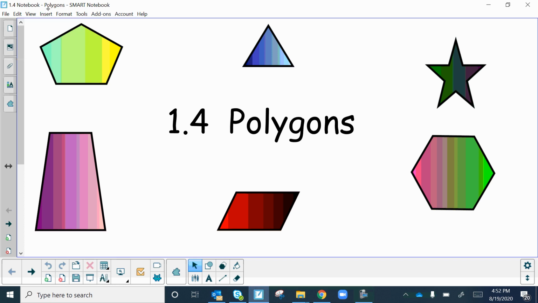All right, everybody, this is going to be section 1.4, polygons. So we're going to go over all the basic terms about polygons and how to name and compare the different types of polygons.